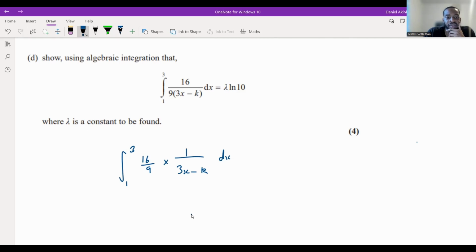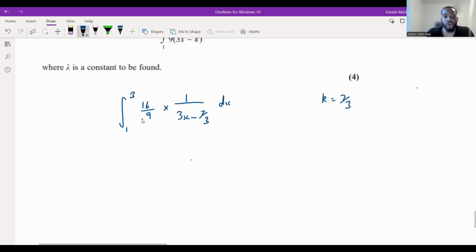So now, with that being said, remember k is 7/3, by the way. So I can actually remove that k now. Let me put 7/3 in. Remember, this is a constant here. I can actually just bring this outside the integral. So the 16 over 9, and it's going to be an integral between 1 and 3 of 1 over 3x minus 7/3 dx.